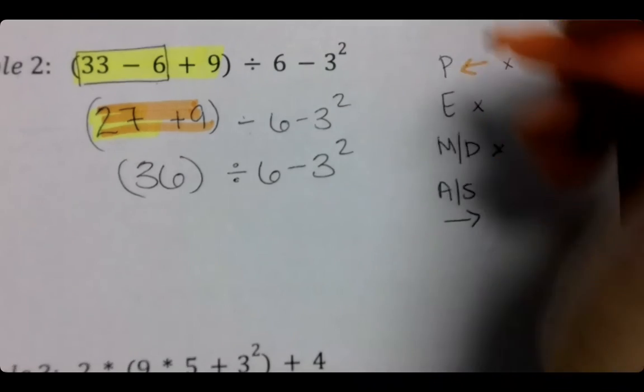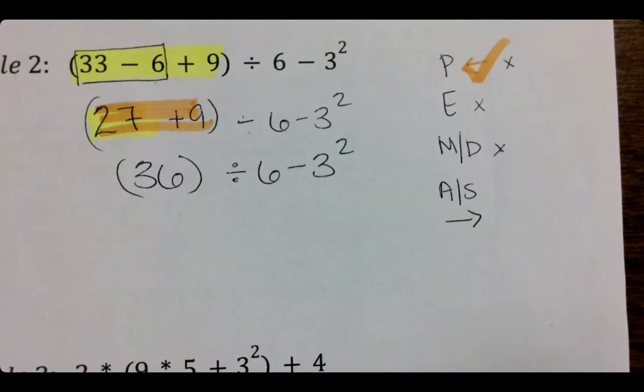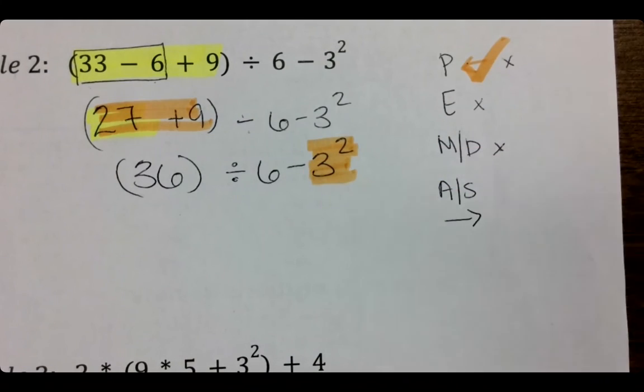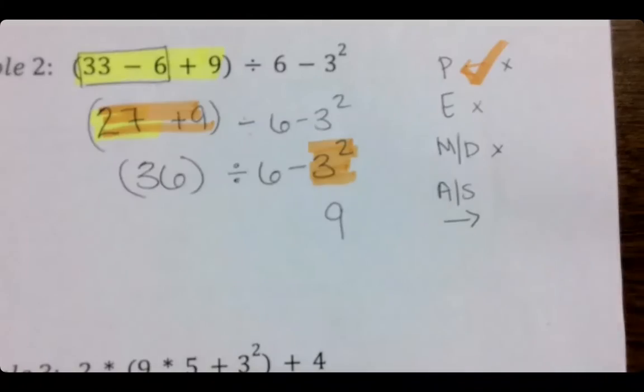So parenthesis is done. Are there any exponents that I need to be concerned with? Yeah. This is an exponent. Any little number up like that would be an exponent. So what is 3 squared? That's not 3 times 2. That's 3 times 3. And that would be 9.